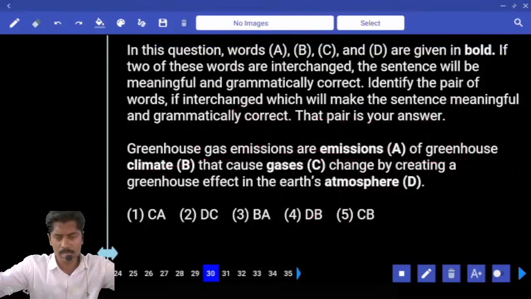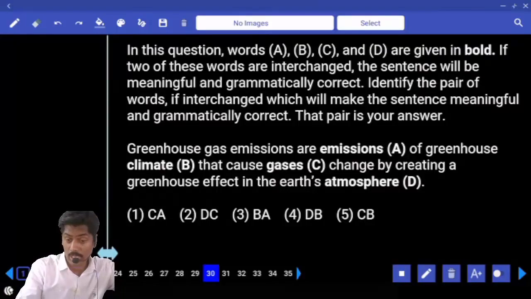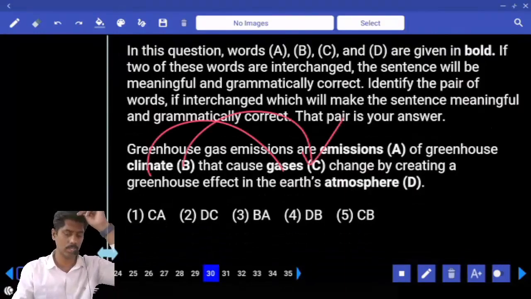Greenhouse gas emissions are emissions, okay. Our climate, no. Our gas is okay. Our atmosphere, no. They are emissions of greenhouse climate, no. Greenhouse gases, yes. Greenhouse atmosphere, no. That causes a climate change. C and B have to be interchanged. So C, B, B, C, fifth option.